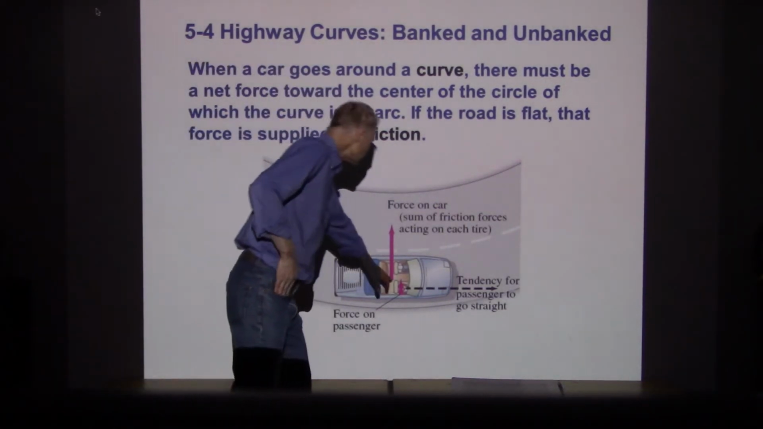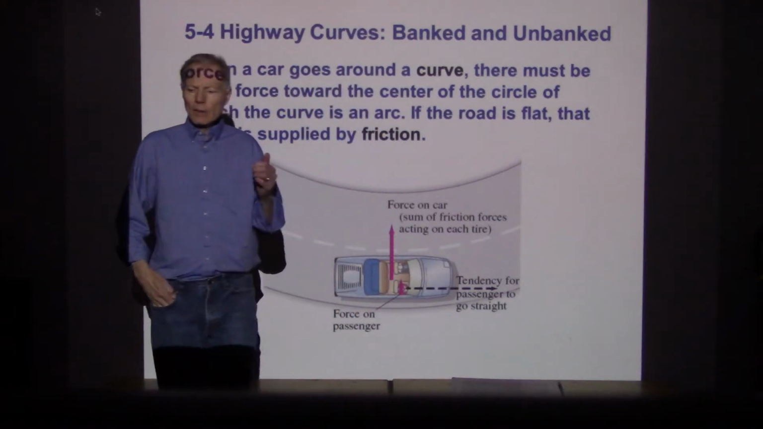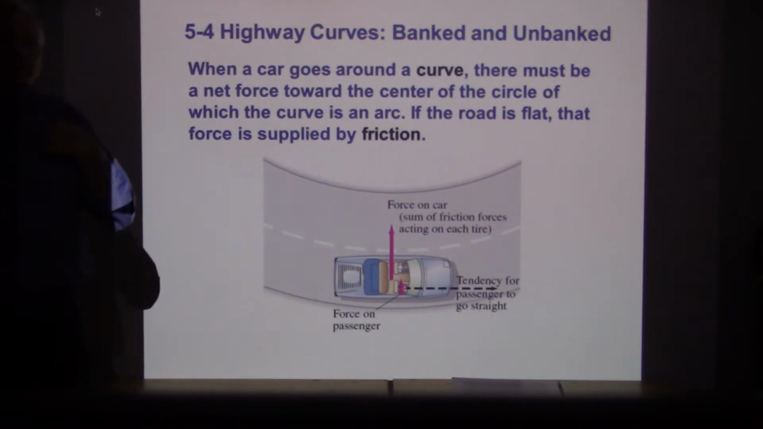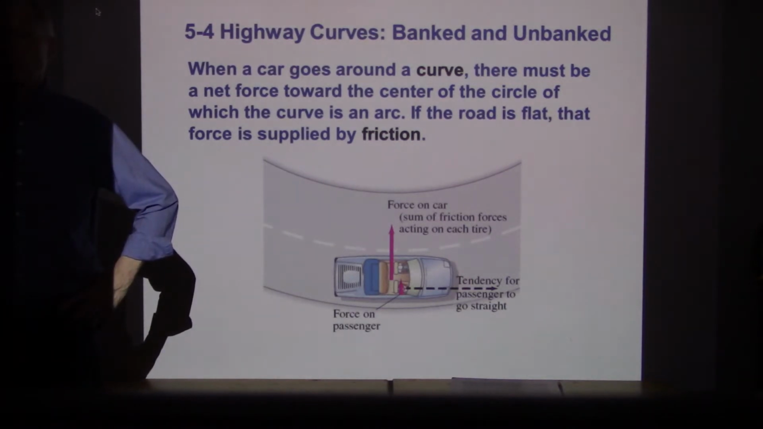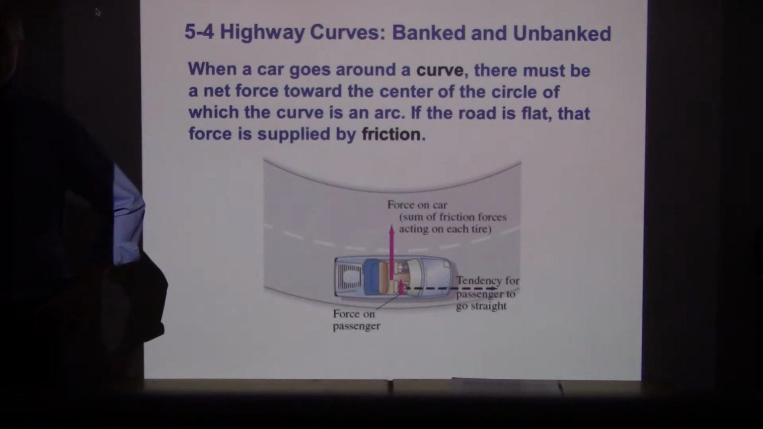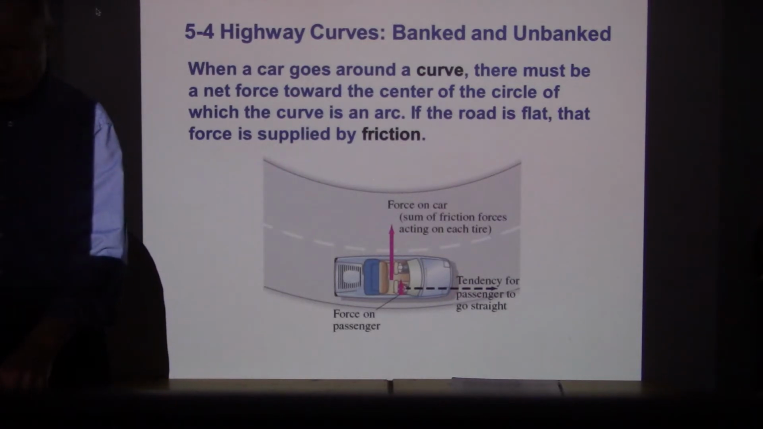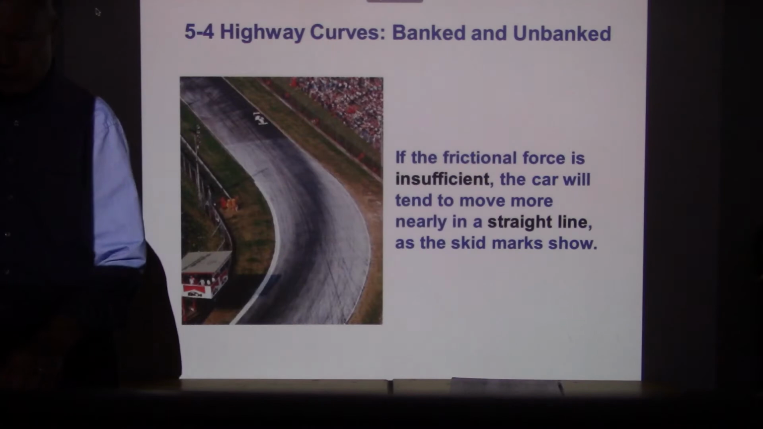Now for the passenger, they're going to need a force from the seat. Maybe there's a seat belt holding them in place. Typically there's enough frictional force within the car seat, some frictional forces, some normal forces, that enable the passenger to follow the path that the car is traveling.